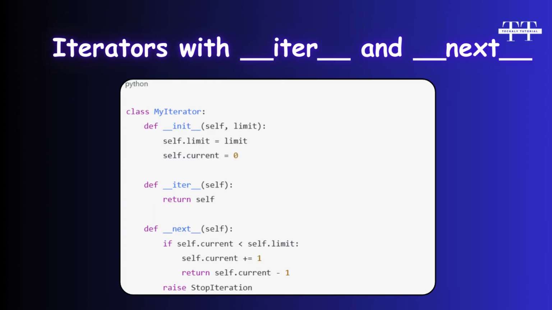To make your objects iterable, you need to implement the __iter__ and __next__ methods. Here's a simple iterator. Now, you can use a for loop to iterate over instances of this class.